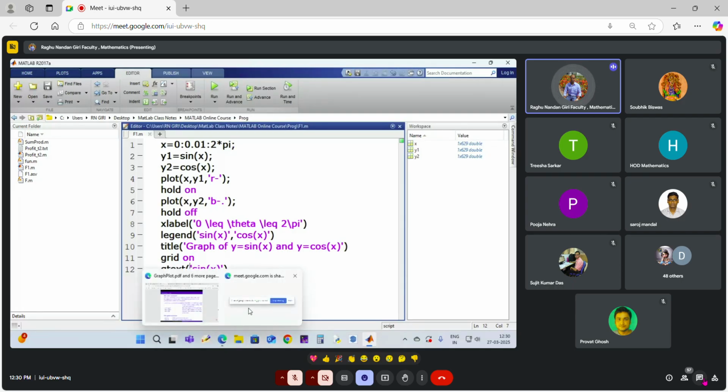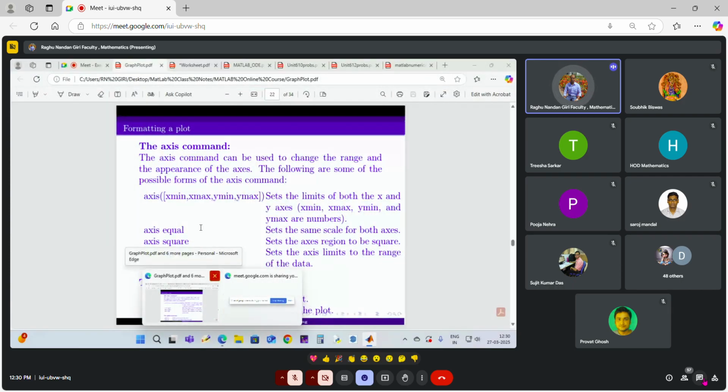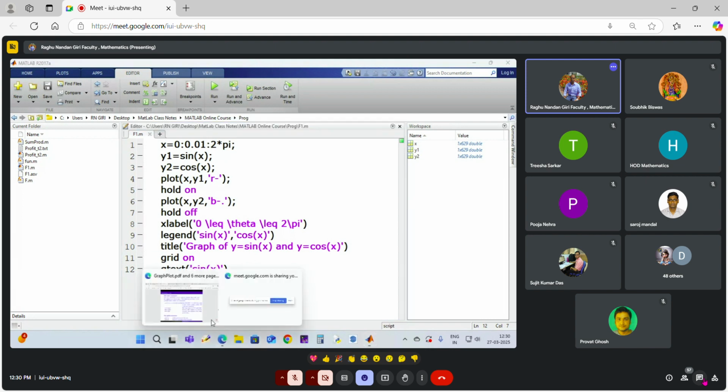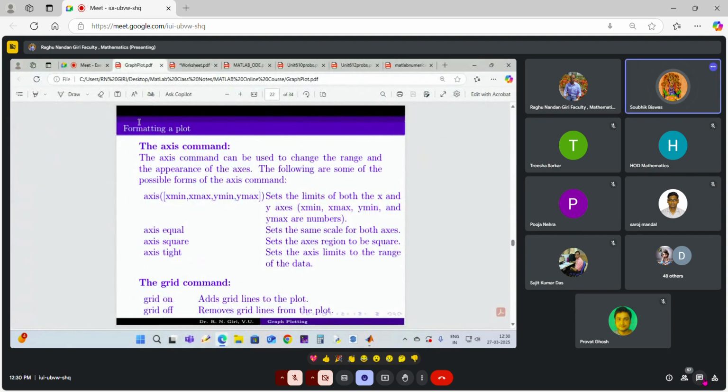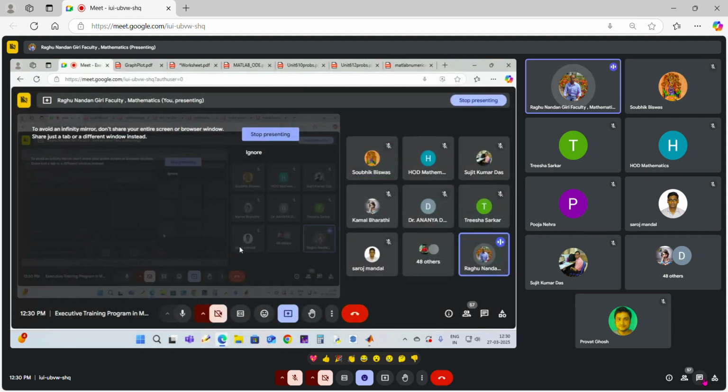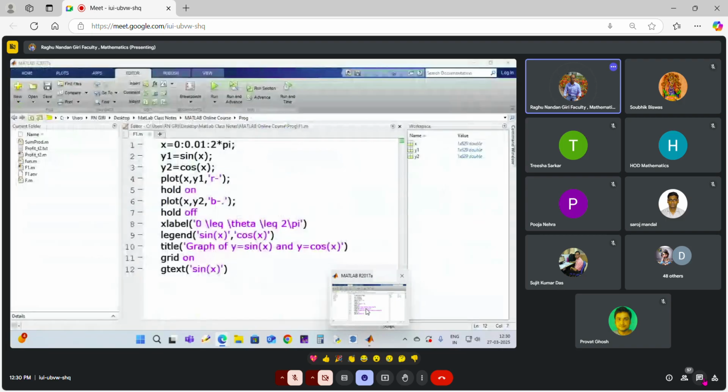So any question about the formatting of the graph? No, sir. Okay.